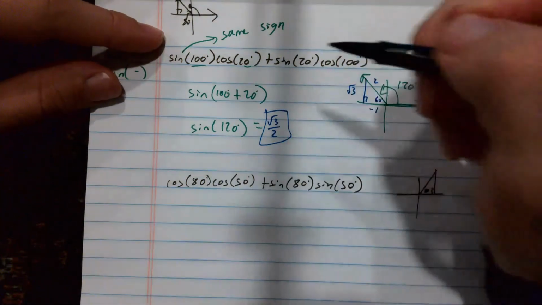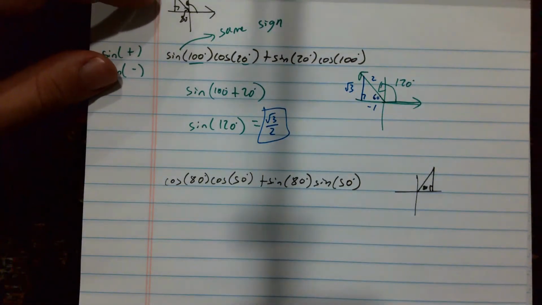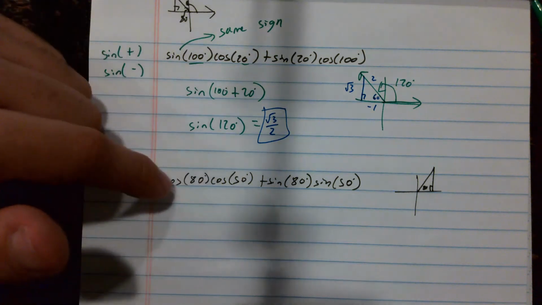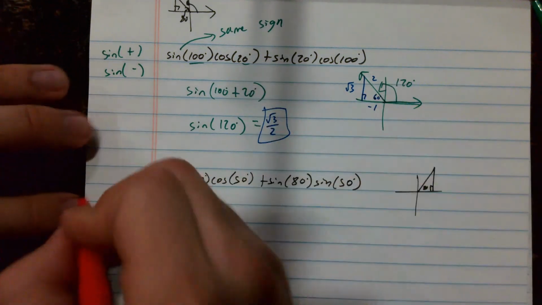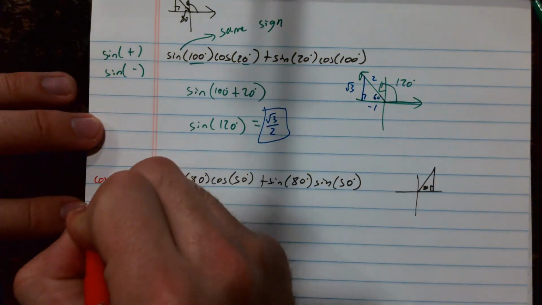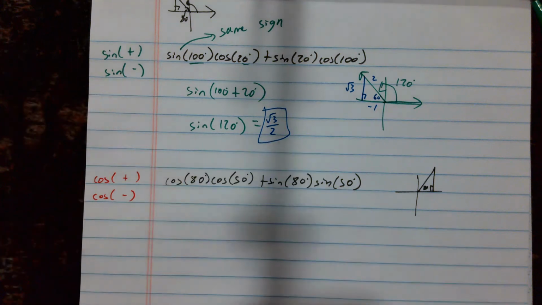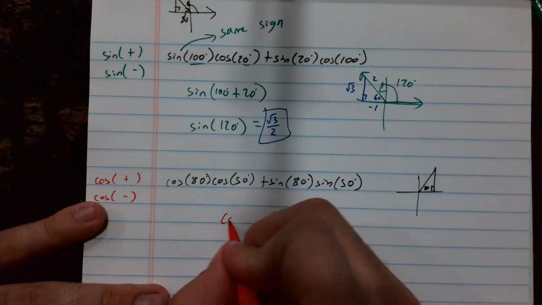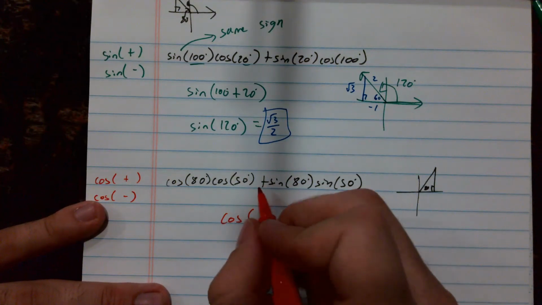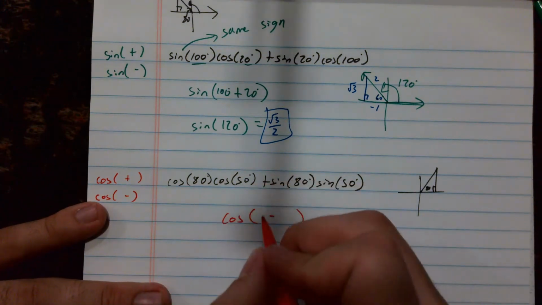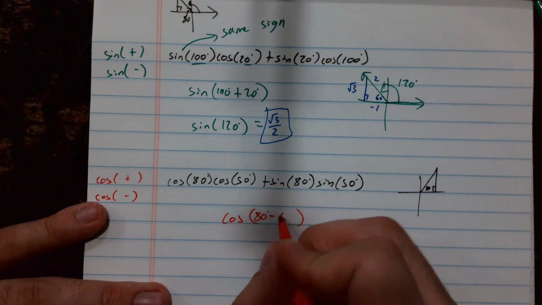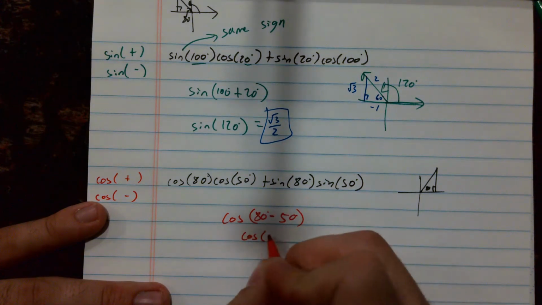So I need to start identifying which formula this is going to look like. I see I have a cosine, cosine, sine, sine. Whenever it's cosine, cosine, sine, sine, I know that is one of my cosine formulas, either plus or minus. So now the question is, which one? I know it's cosine, and cosine is the opposite sign. So if it's addition here, it's going to be subtraction. So 80 minus 50. So my angles are now 80 and 50, which gets me cosine of 30.